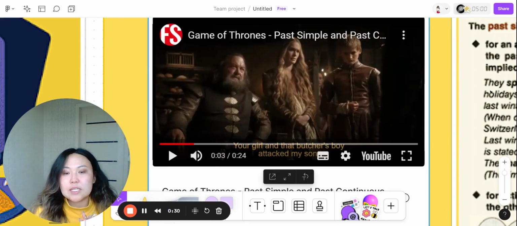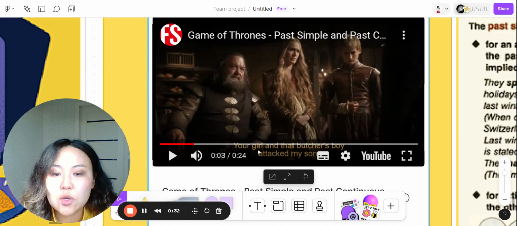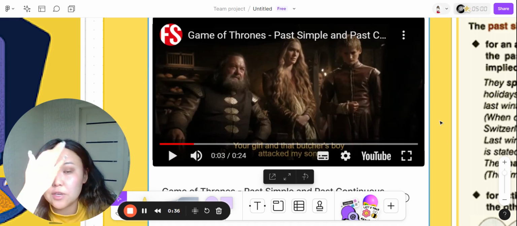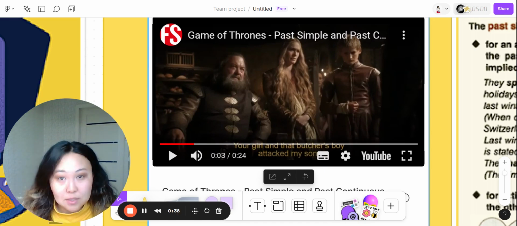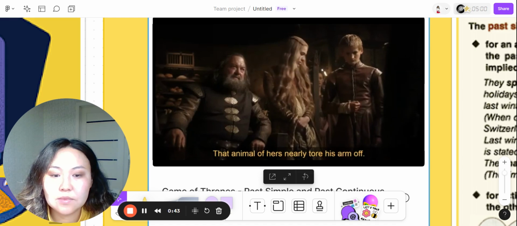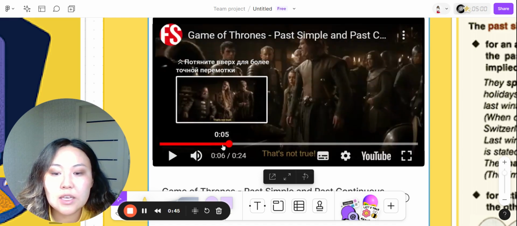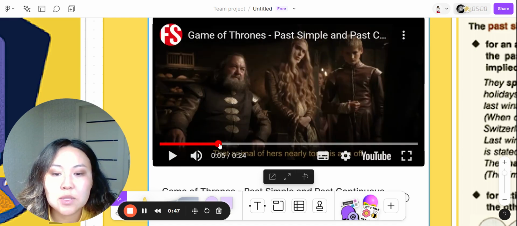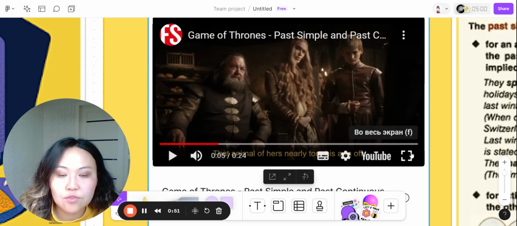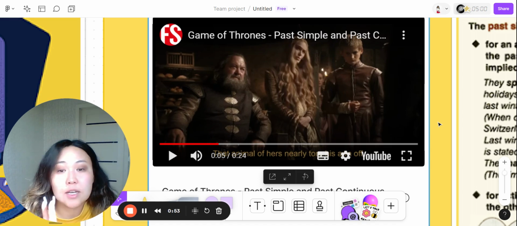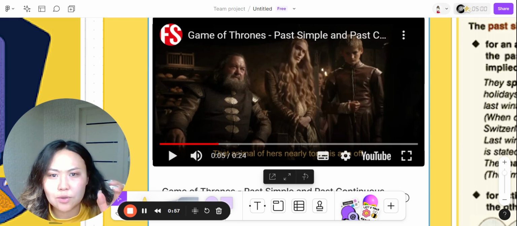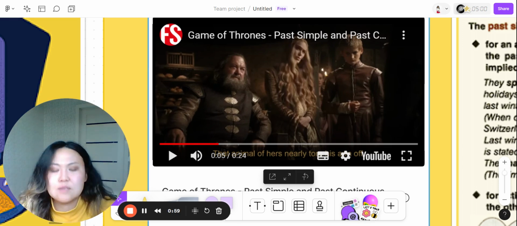So some examples we can see here. The first one, your girl and that butcher's boy attacked my son. So she's talking about some situation that happened in the past. Next one, that animal of hers nearly tore his arm off. Tore, it's the second form of the verb tear. Tear, tore, torn.